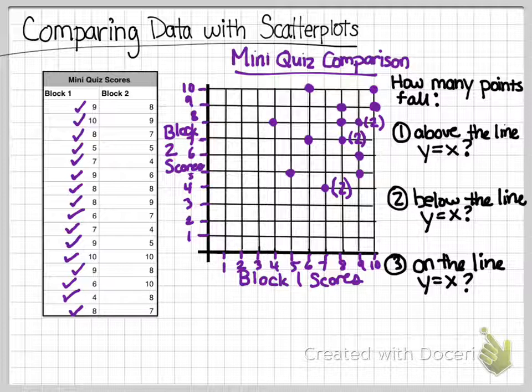So what I want to do now is somehow compare this scatter plot. And the way that I do that is by using the line y equals x. Now the line y equals x would tell me all the places where the scores were the same. For instance, if both students being compared from block 1 and block 2 got 10s, or both got 5s, or both got 8s, or whatever. So we always draw the line y equals x through the points where x and y are the same value.